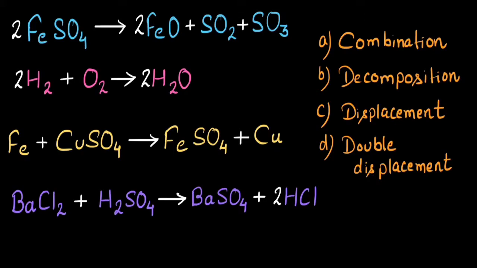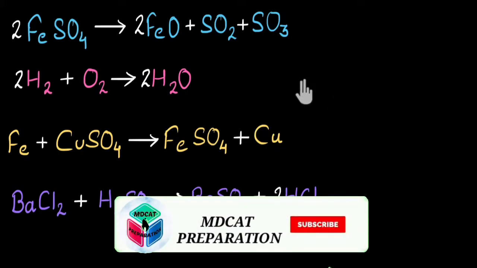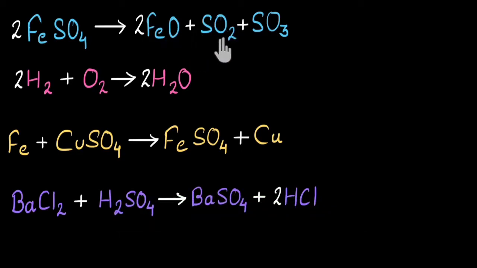Let me first of all hide the question so that I have some space to write over here. Okay. Now the first reaction. Here I have iron sulfate on the reactant side. And on the product side, I'm getting iron oxide, sulfur dioxide, and sulfur trioxide. So I can notice that I have one reactant and I have multiple products. So over here I see that one reactant is breaking down or decomposing into multiple products. And that is an example of decomposition reaction. Decomposition reaction. In decomposition, one reactant breaks down into multiple products.